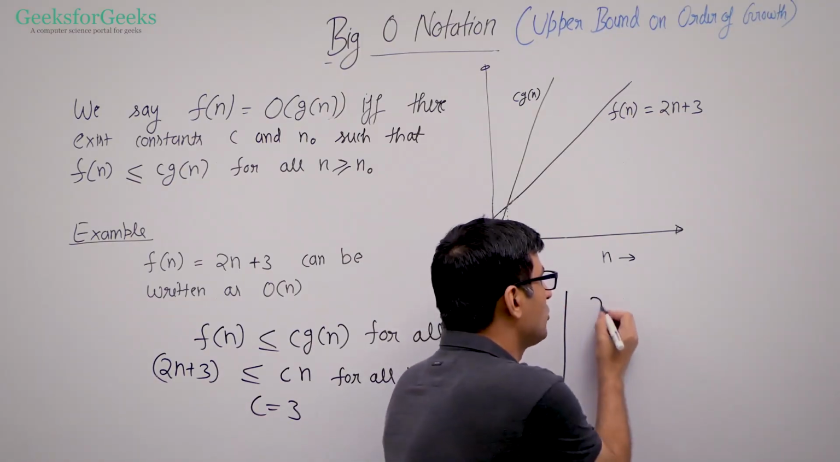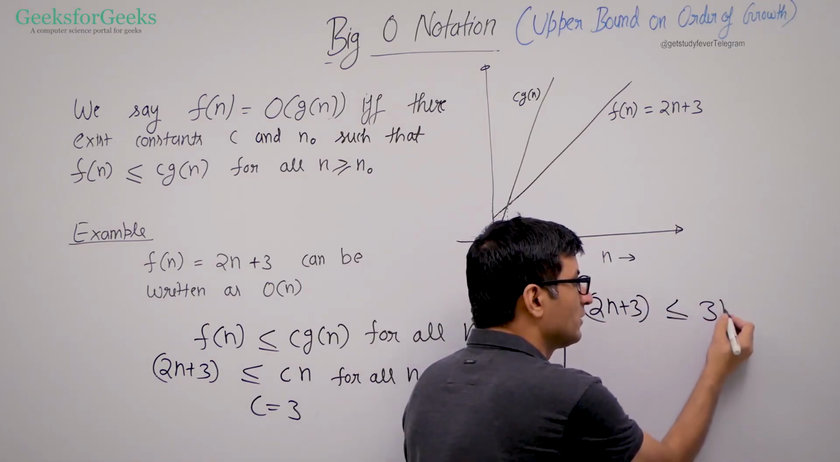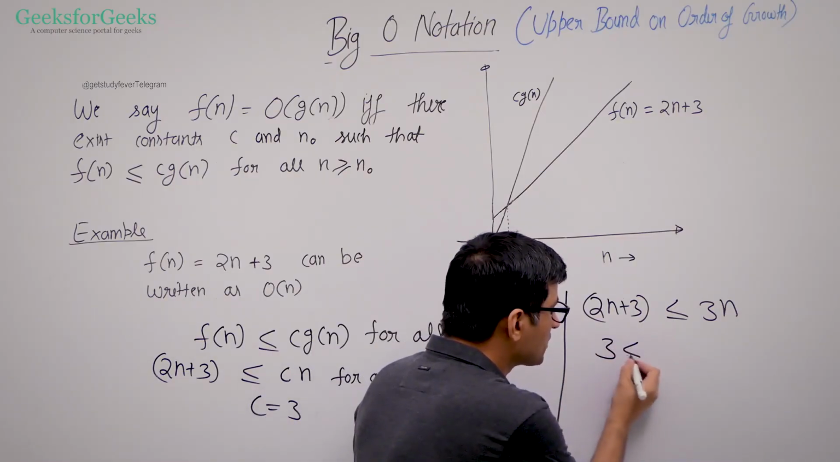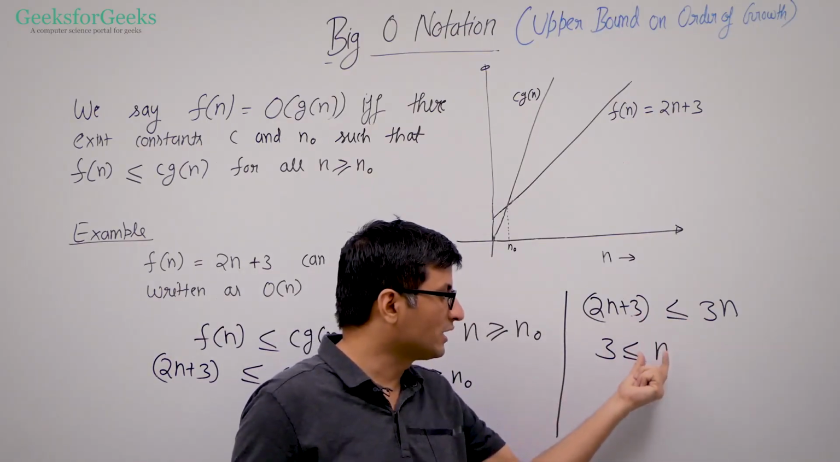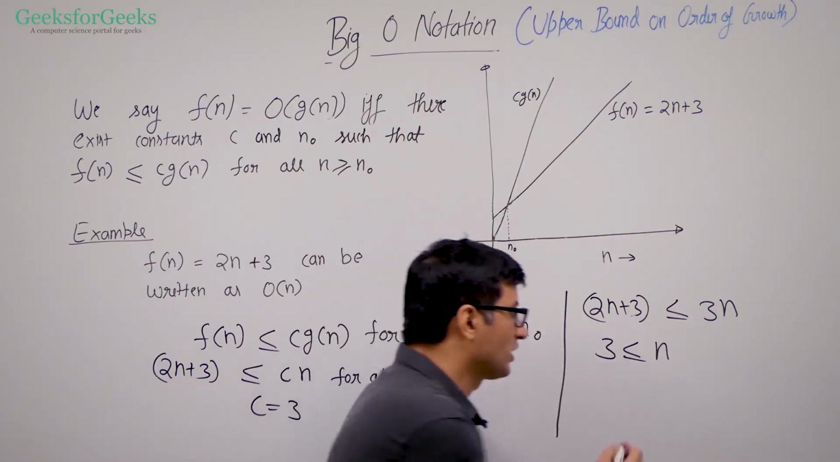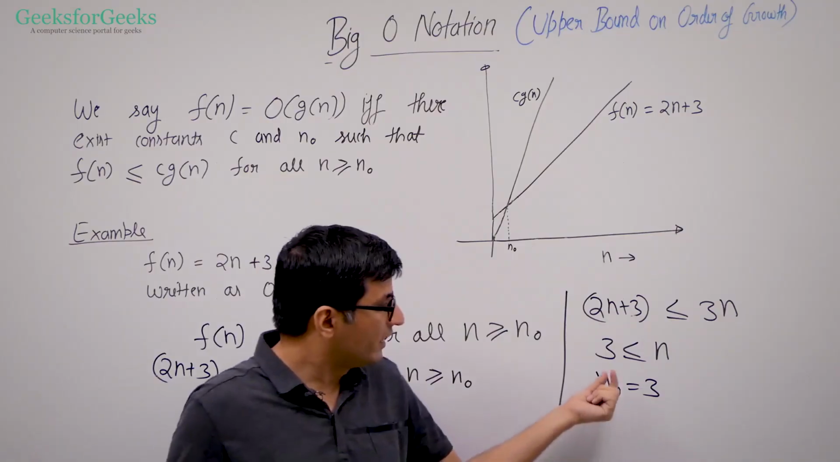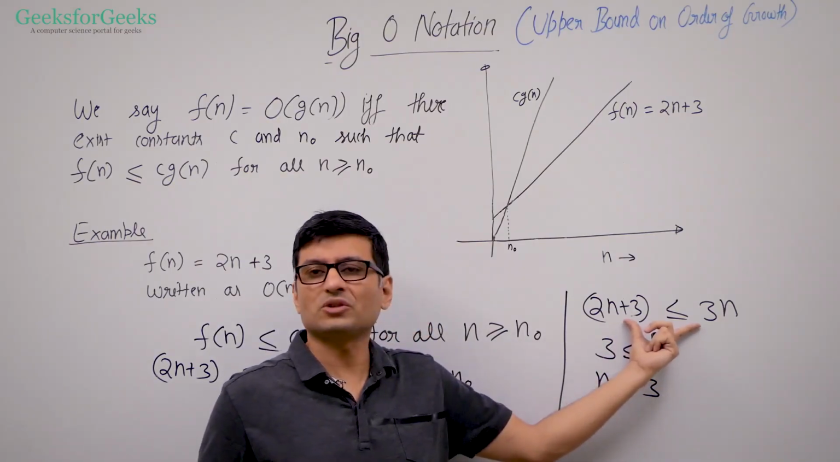We are going to get 2n plus 3 is smaller than or equal to 3n. And from this we can say 3 is smaller than or equal to n. So this condition is true when n is greater than or equal to 3. So we have found an n naught, right? So now n naught is 3. So when n is greater than or equal to 3, this condition is true.